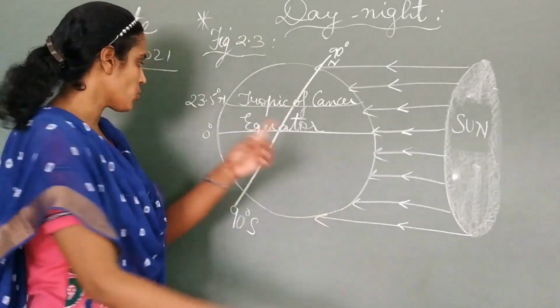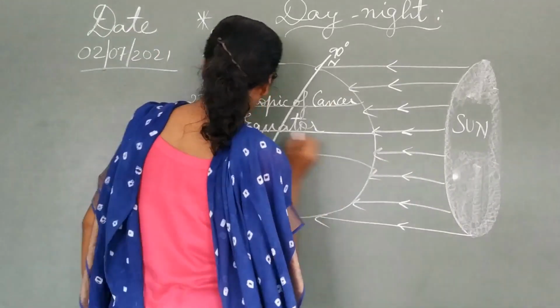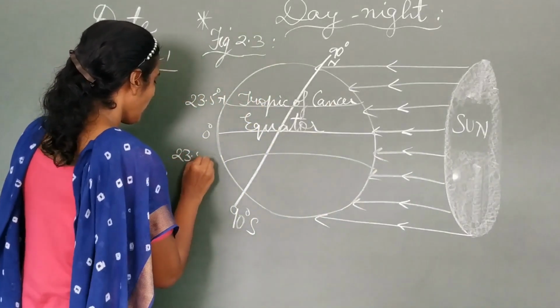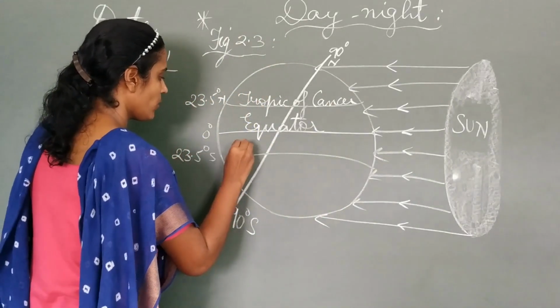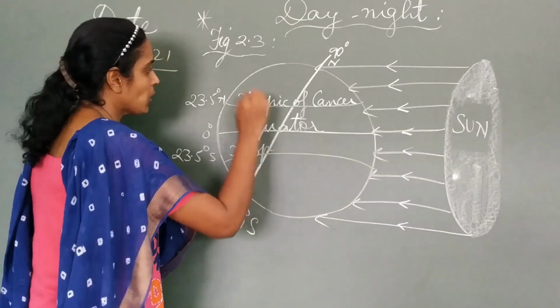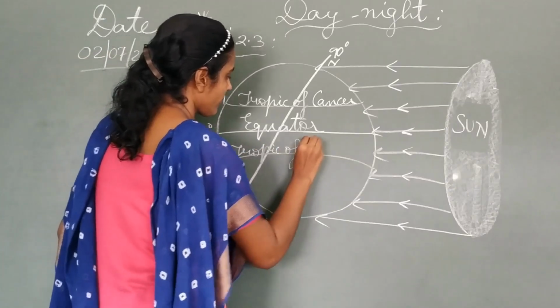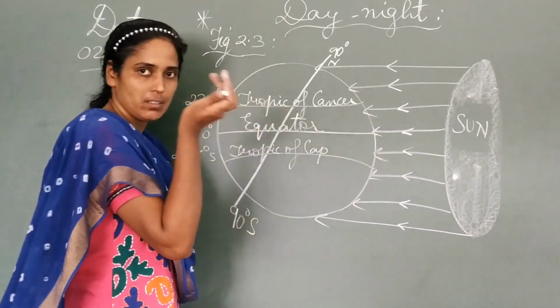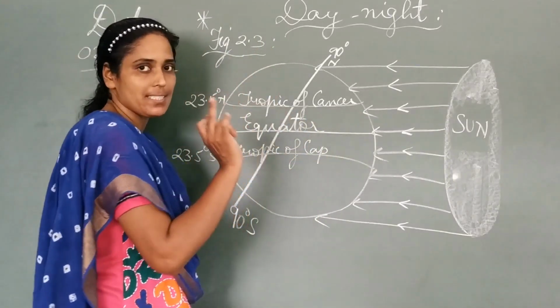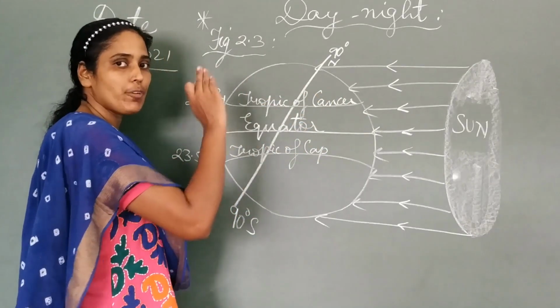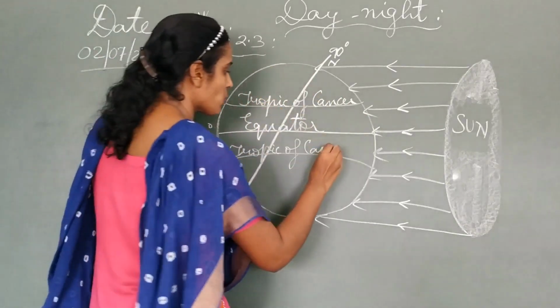Then you have your 23.5 degree south, Tropic of Capricorn. No need to write latitudes and all, only the degrees you write, okay? North and south. Because we are showing the days and nights. Okay, we are not going into latitudes exactly, we are showing the day and night phenomena. How the sun rays are falling towards the earth.